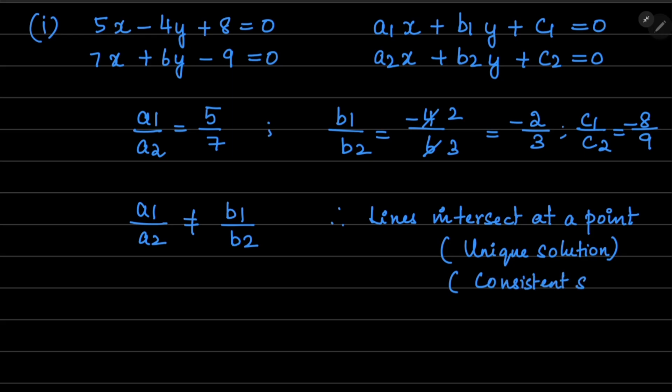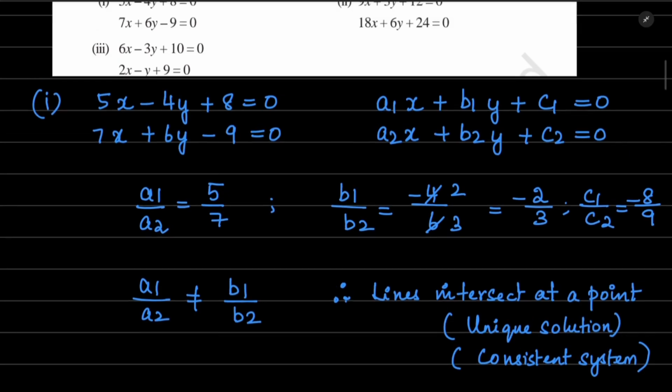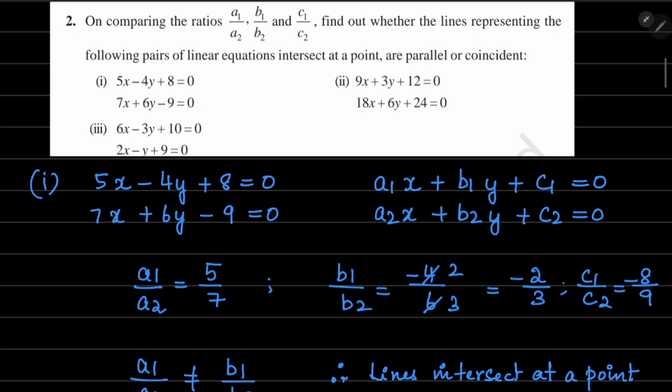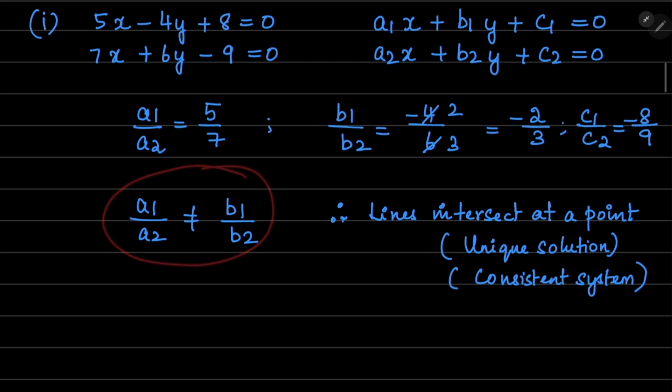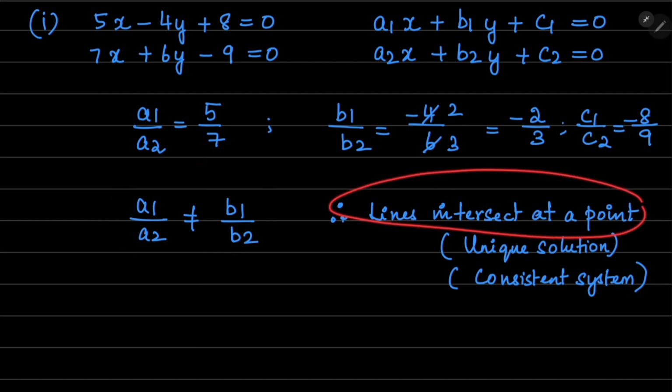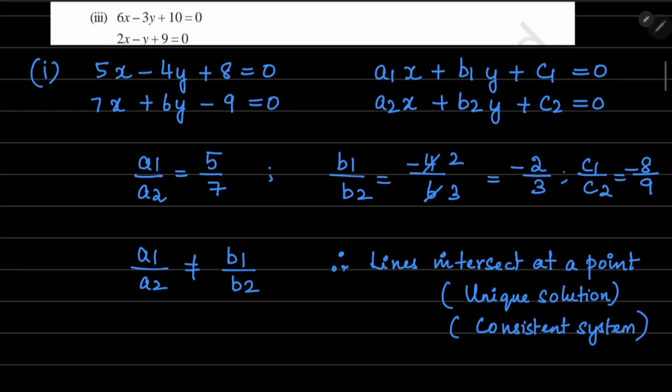Because it has a solution, it is called a consistent system. This is just for your information that I have written it, but the main part is you have to just identify, using the values of the ratio that you are getting, whether the lines intersect at a point, are parallel to each other, or are coincident. So the first question, we have found that a1 by a2 is not equal to b1 by b2, hence the lines intersect at a point. That's all you have to do.